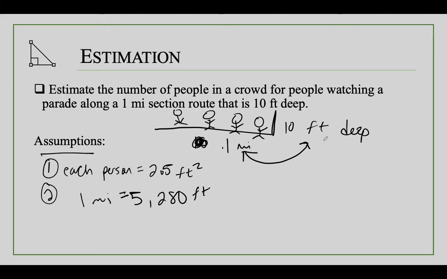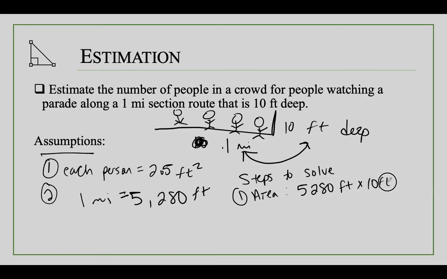Okay, so let's look at our steps to solve. I want to first figure out the area of space that I have. That's pretty easy now that I have this information. I'm going to multiply length times width, so 5,280 feet times 10 feet. That's nice because I don't have to do any math. I'm just going to add a 0. So that's 52,800 feet squared. That is the area that I am occupying.